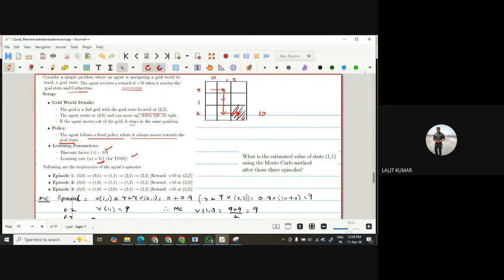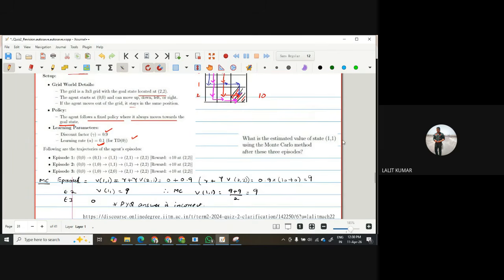For the second trajectory they have given 0,0 to 1,0, then to 1,1, then to 1,2, and then it comes here. And in the third trajectory, it goes from 0,0 to 1,0, then to 2,0, then to 2,1, and it goes to 2,2. So these are the three trajectories. What is the estimated value of 1,1 using the Monte Carlo method after these three episodes?